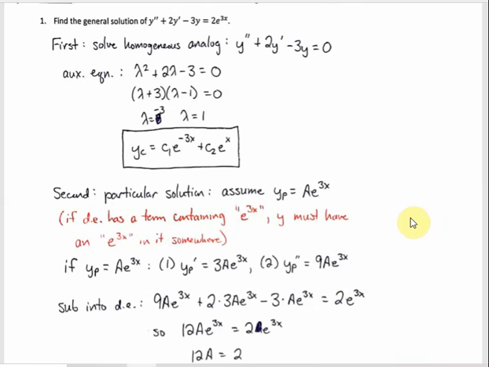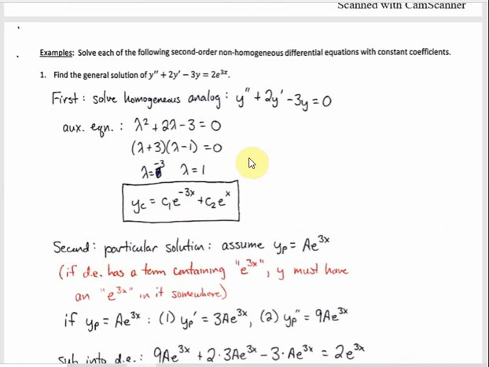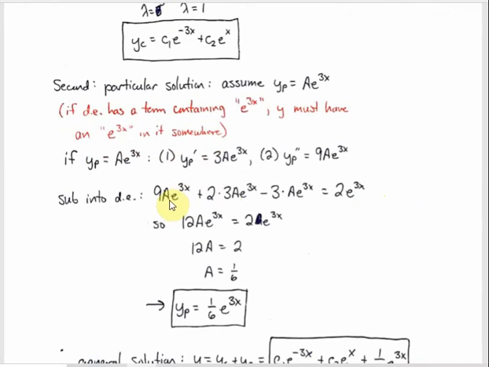But then we say, well, if y sub p is a e to the 3x, then the first and second derivatives are right here, which aren't too bad. Basically, it's just pulling the exponent down. And then if you sub into the differential equation, so subbing into this up here, then you're going to put 9a e to the 3x there, and then 3a e to the 3x there, and then an a e to the 3x there. All right, so if I go down, there's y sub p double prime, there's y sub p prime, there's y sub p.